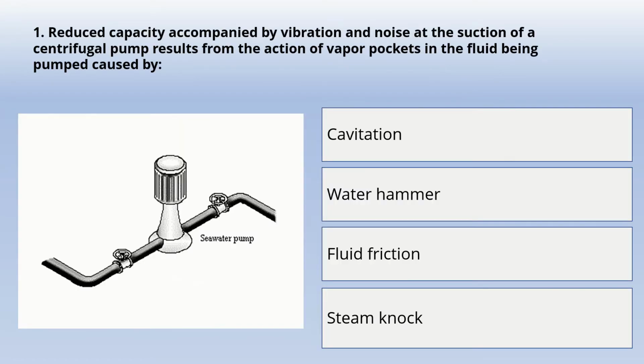Our first question is, reduced capacity accompanied by vibration and noise at the suction of a centrifugal pump results from the action of vapor pockets in the fluid being pumped caused by, and the options are cavitation, water hammer, fluid friction, steam knock. And the correct option is cavitation.